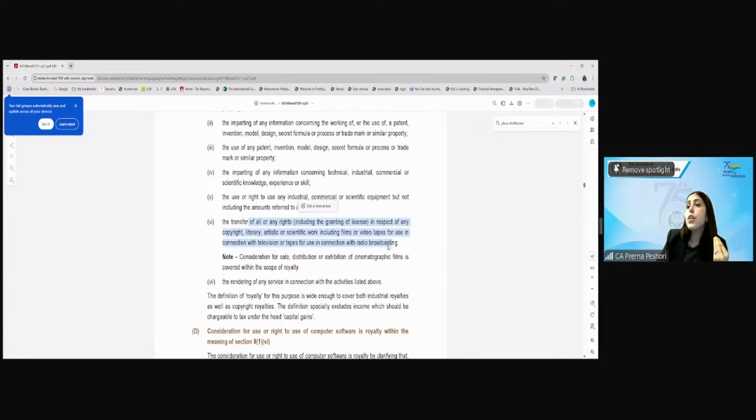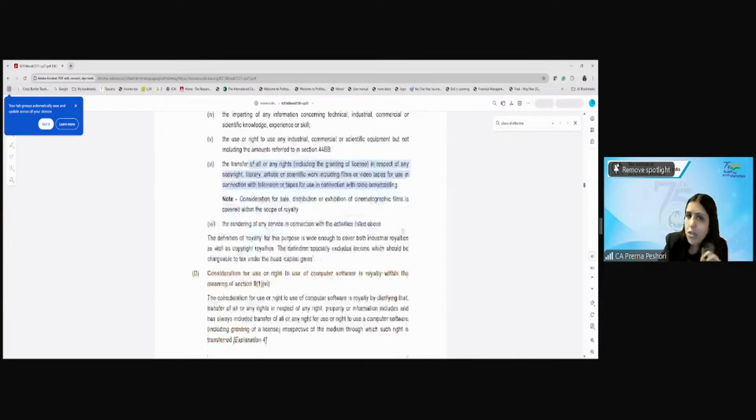So let's say I'm giving you a computer software, right? And you can use that code which I've developed in the computer software and make a further production out of that. The payment that you will make to me is royalty. But when you make the payment to me for just using, let's say, Microsoft Office, Tally, whether that is royalty? Answer is no.